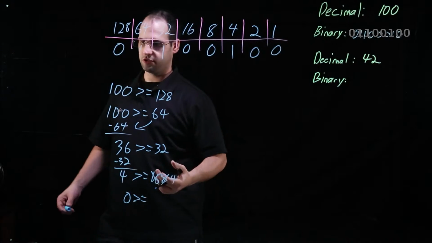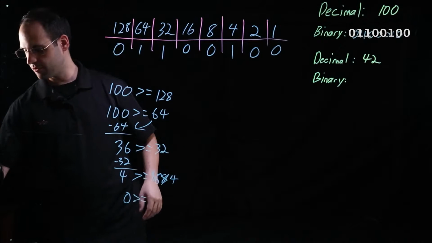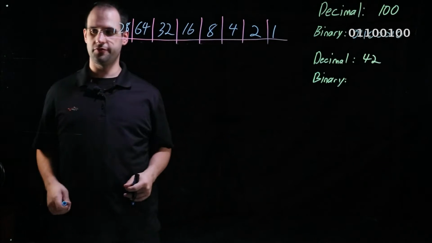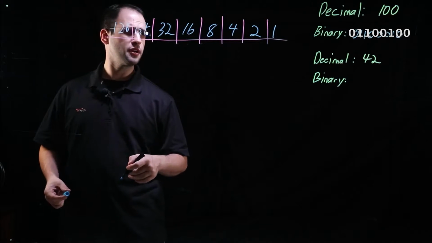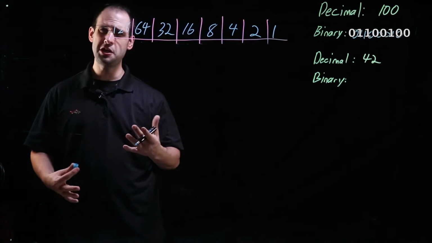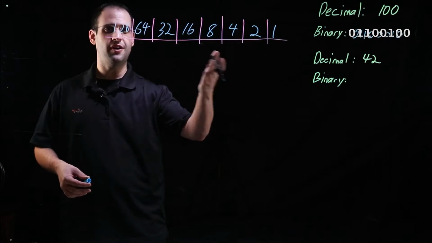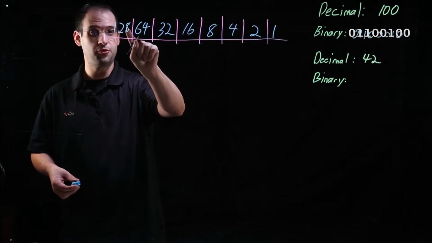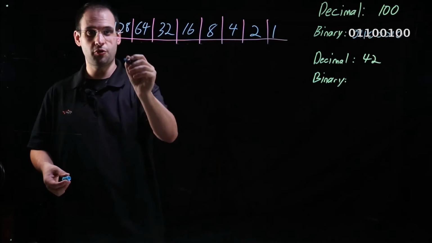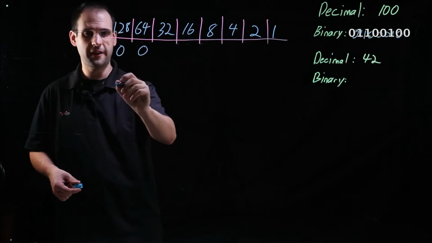Okay, so let's get this out of the way, and let's take a look at the number 42. Once again, we're going to go through the list. We can use a little bit of a cheat here. We're starting to get used to comparing that decimal value to our decimal values up here, and we can clearly see that 42 is not bigger than 128 and it is not bigger than 64. So we can right off the bat say, yep, those are definitely zeros. We can skip right ahead here.